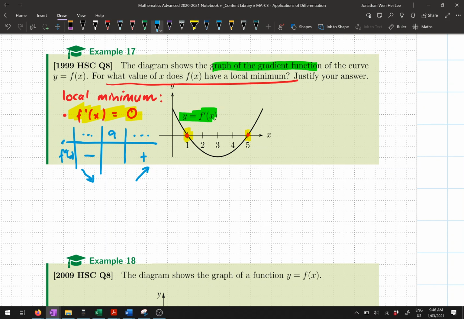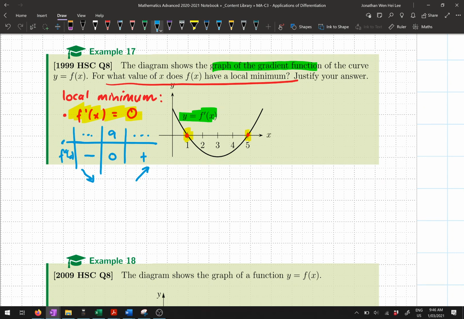Okay, if you have a look at my graph now, my first piece of information was that a local minimum means it's a stationary point. So I looked for my zeros, the x-intercepts. Then from there, I'm going to use my fact that a local minimum is down and then up.